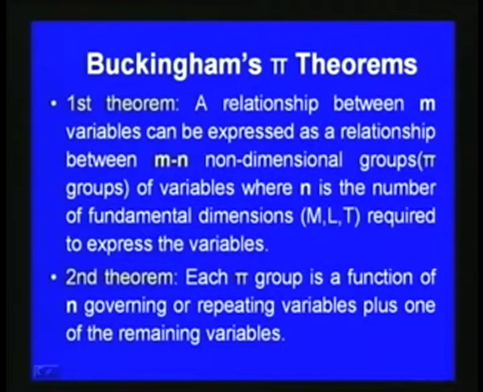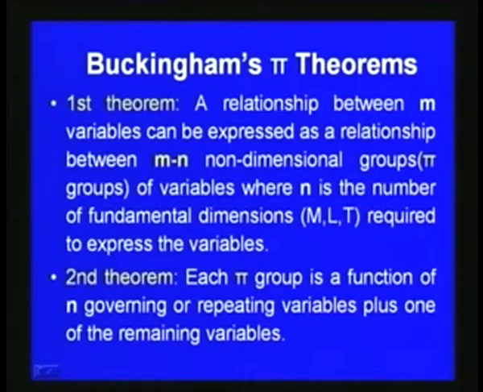The first theorem is that a relationship between m variables can be expressed as a relationship between m minus n non-dimensional groups or pi groups of variables, where n is the number of fundamental dimensions like M, L, T, as we have seen, required to express the variables. So, if m variables are there, then a relationship between m variables can be expressed as a relationship between m minus n non-dimensional groups of variables, where n is the number of fundamental dimensions.